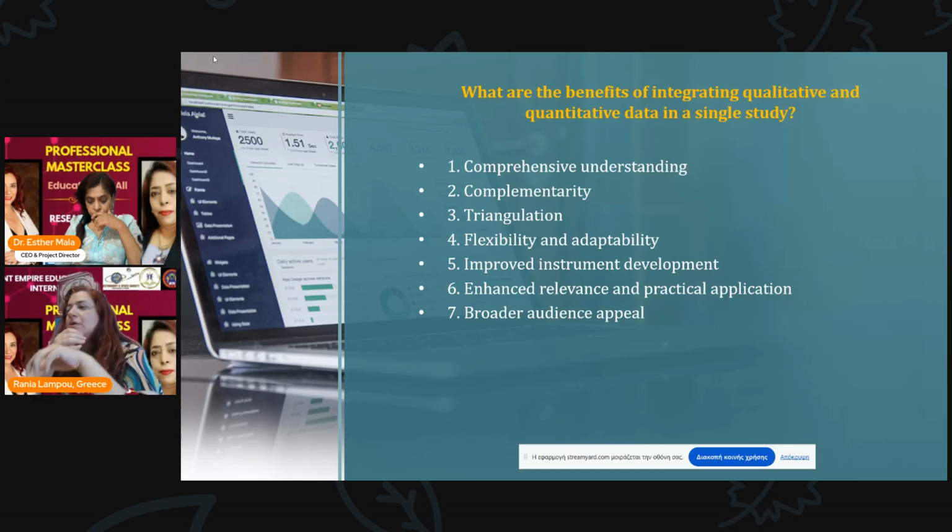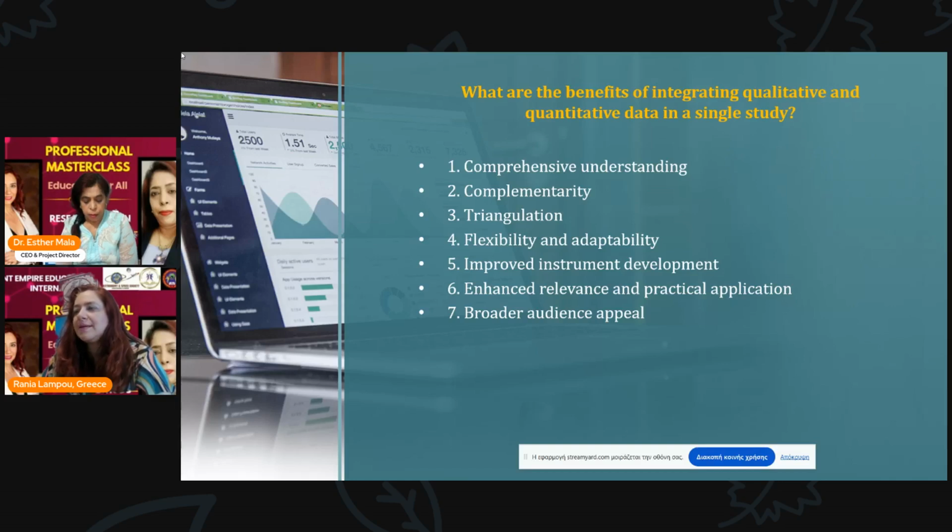Complementarity, because qualitative insights can explain the why and how, and quantitative data can confirm or generalize findings to a larger population, and this interplay enhances the overall interpretation of results. Triangulation: using multiple methods allows for cross-validation of findings, and this increases credibility and trustworthiness by showing that results are consistent across different data sources.